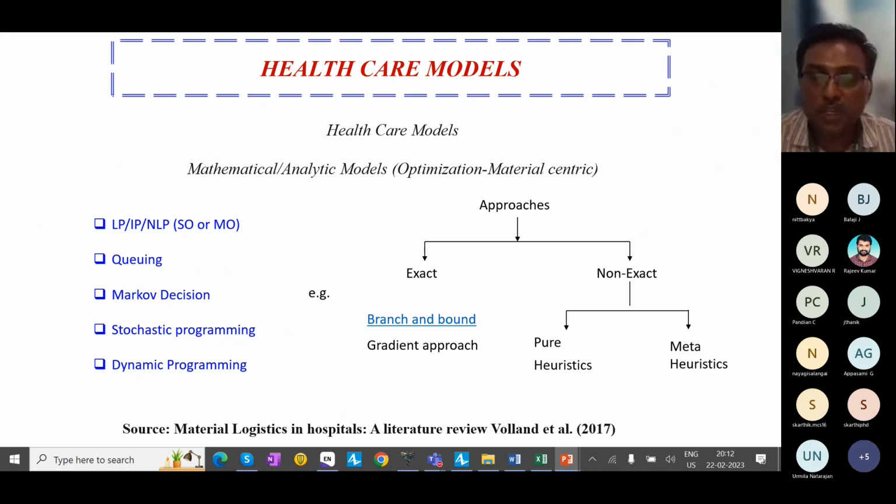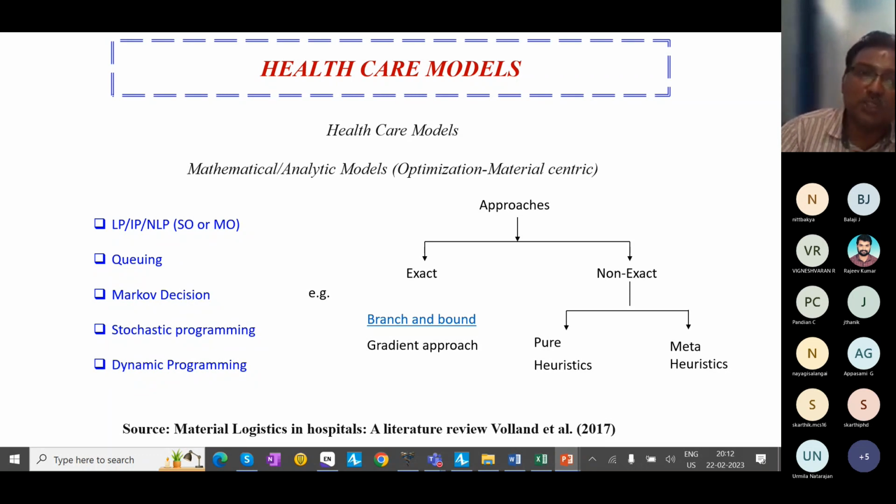So I highlighted mainly three major issues connected with the material-centric supply chain, like purchasing, inventory, and distribution. And connected with the patient-centric supply chain, I reported three issues: appointment scheduling, patient flow, and resource allocation. So these are the predominant issues associated with the supply chain.